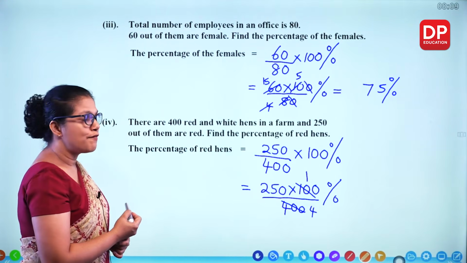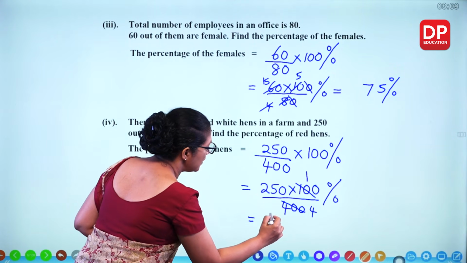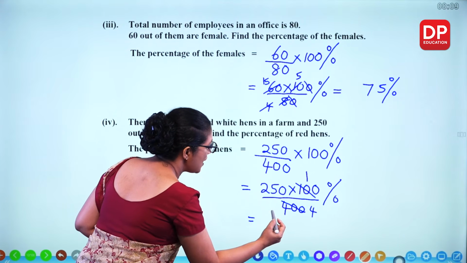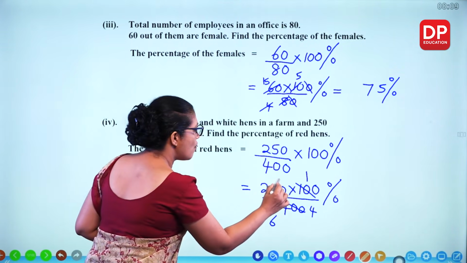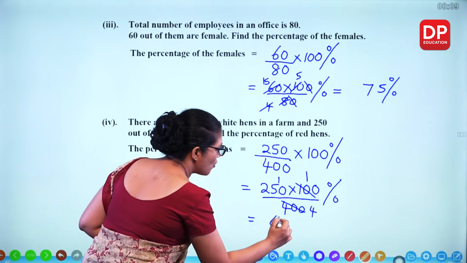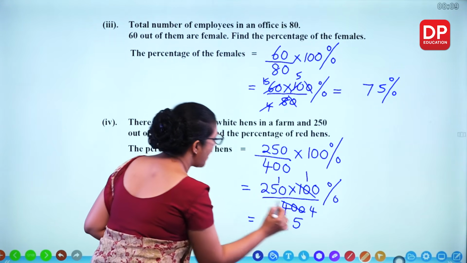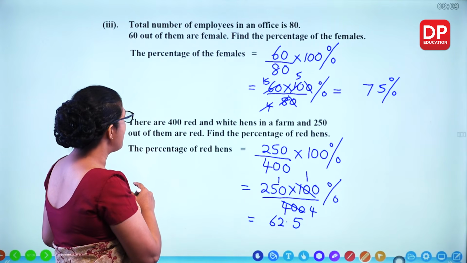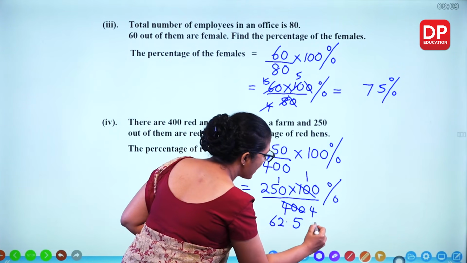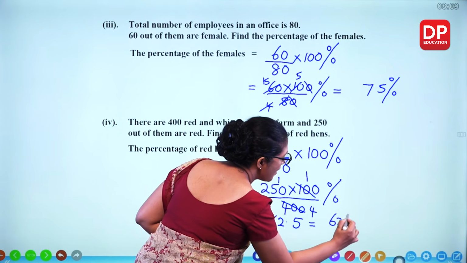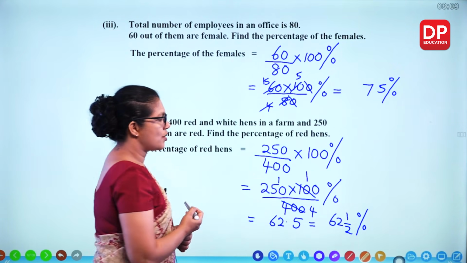So 250 divided by 4. 4 times 6, 24. 10. 4 times 2, 8. And for 20, that's 5. So here, percentage of red hens, 62.5, or I can write 62.5 as a percentage.